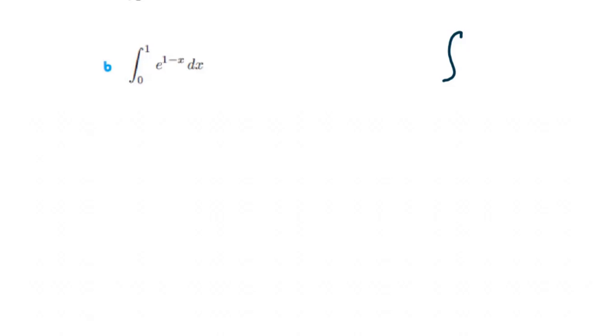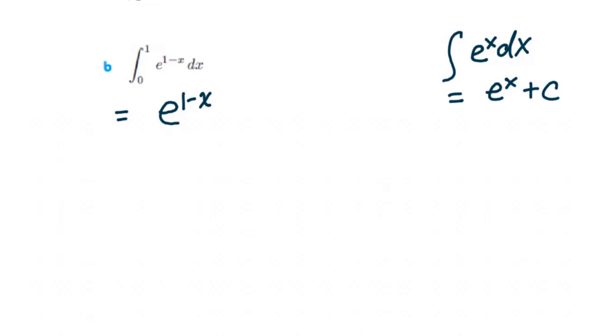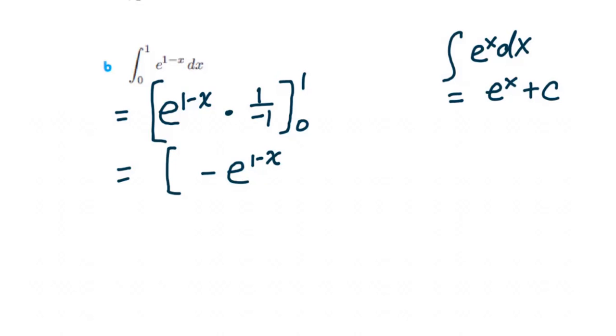We know the integral of e to the x power dx equals e to the x power plus c. Therefore, you will get e to the 1 minus x first. Then do not forget 1 over a will be 1 over negative 1. Then bracket from 0 to 1. We organize, you will get negative e to the 1 minus x power from 0 to 1.